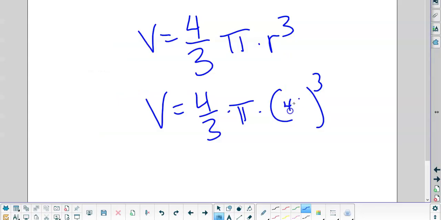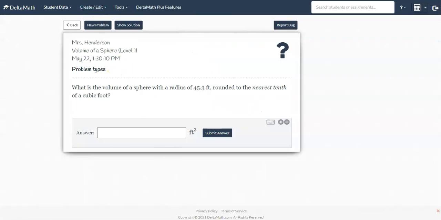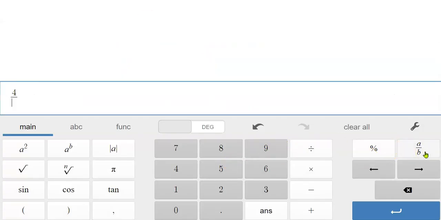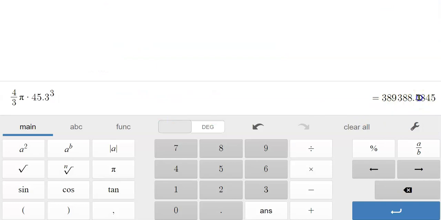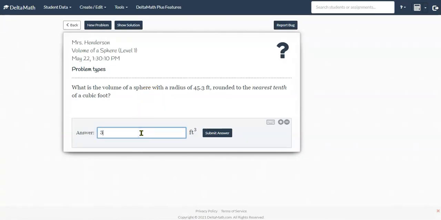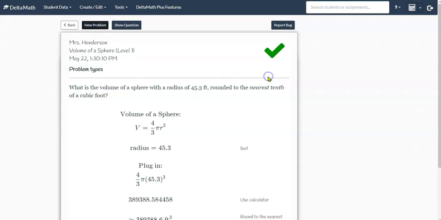45.3. So we're going to write 45.3 in our calculator. All right, 45.3. Here we go. Clear it out. 4/3 times pi times 45.3. Now this time we're cubing it, so we have to use a different button. Let's use the exponent button for the cube. Let me double check. 45.3. Ooh, that number is long, and it's going to round up to a 6. 388.6. Yes.